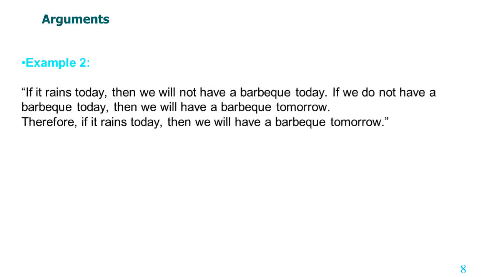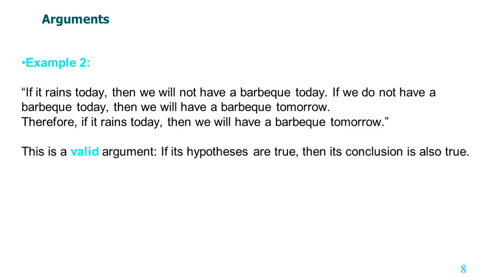Example 2. If it rains today, then we will not have a barbecue today. If we do not have a barbecue today, then we will have a barbecue tomorrow. Therefore, if it rains today, then we will have a barbecue tomorrow. This is the conclusion. This is a valid argument. If its hypotheses are true, then its conclusion is also true.